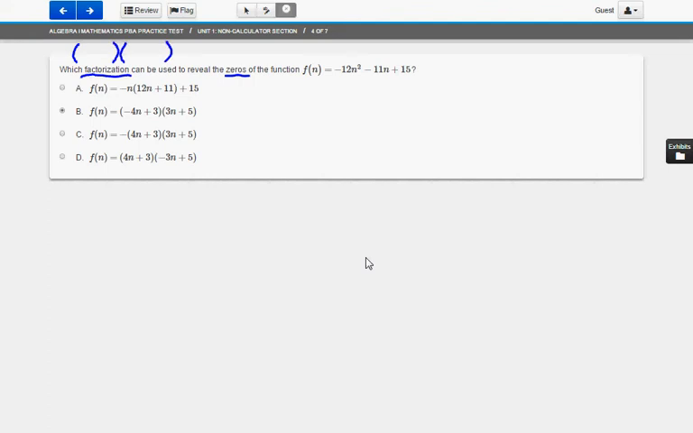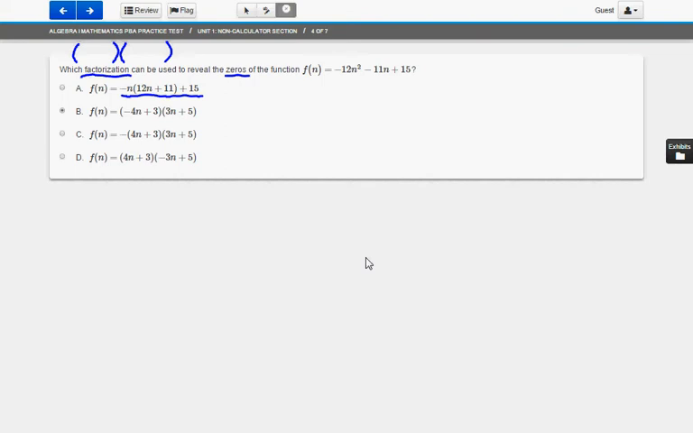And so when we're looking for a factorization, we're looking for two quantities or two numbers or expressions that are being multiplied. And so right off the bat, I see that there are two choices that are not written as a product, where the expression is not a product. Okay? In choice A, it's not written as a product of two different factors.